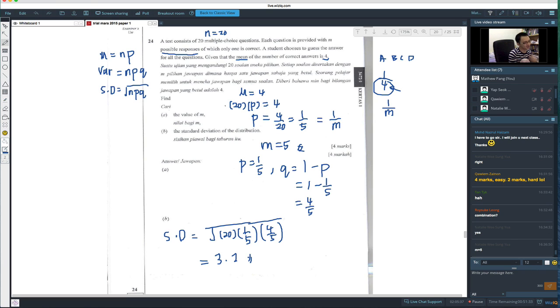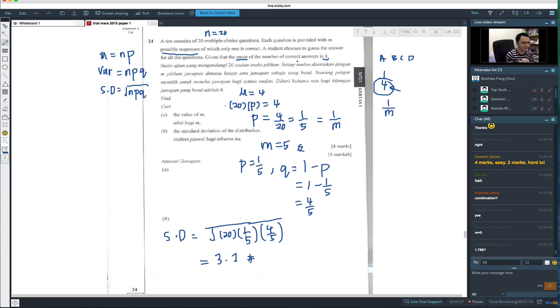Okay, this 2-mark question is easy also. But some students might get M wrong, because they would think M is just 1/5. M is not 1/5, because the question says each question provides M possible responses. We cannot have 1/5 possible response. It doesn't make sense, right?